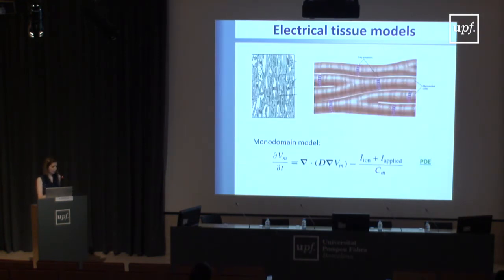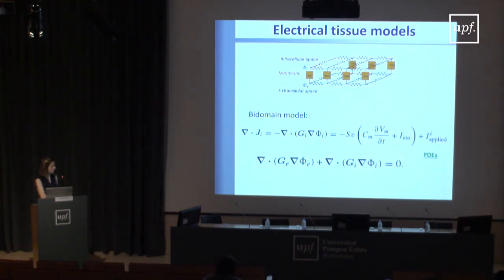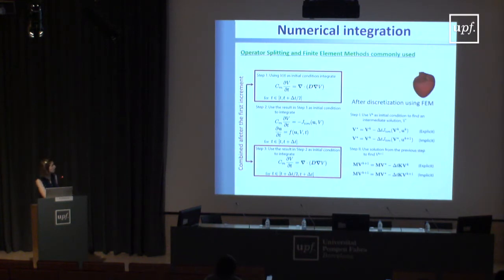If we want to model the propagation in the tissue, when the electrical stimuli go from one cell to the next, we can use the monodomain model, basically one partial differential equation, or the bidomain model with two different partial differential equations together. Of course, I will not talk about this, but we need numerical methods to solve all these big problems.